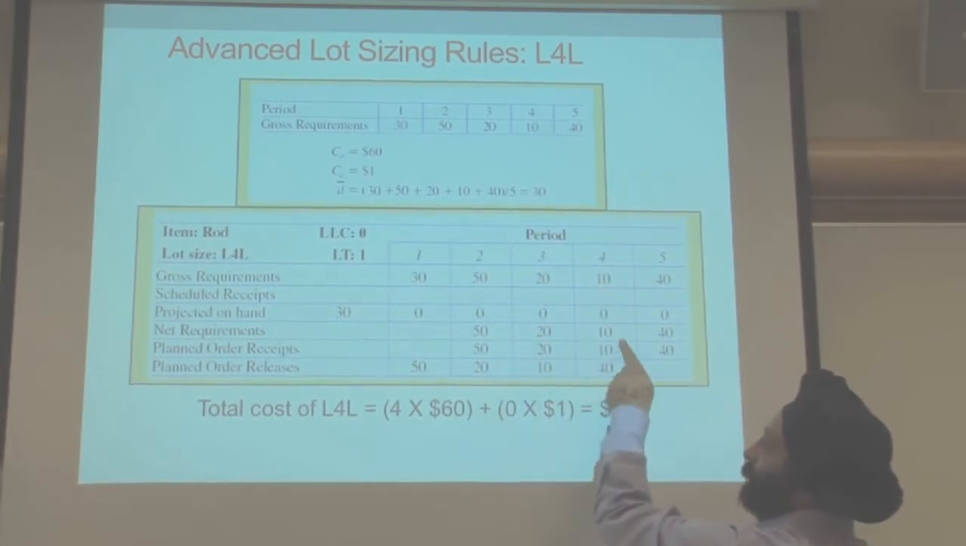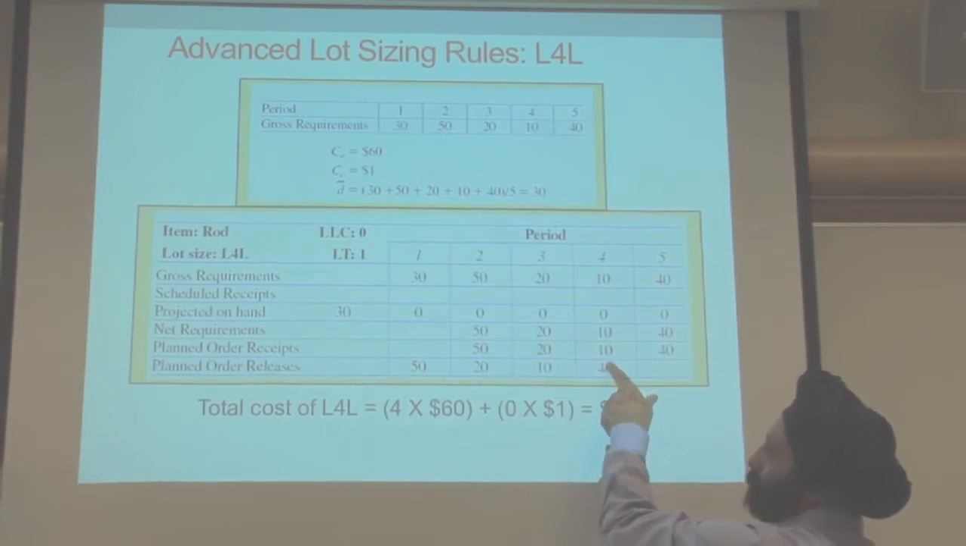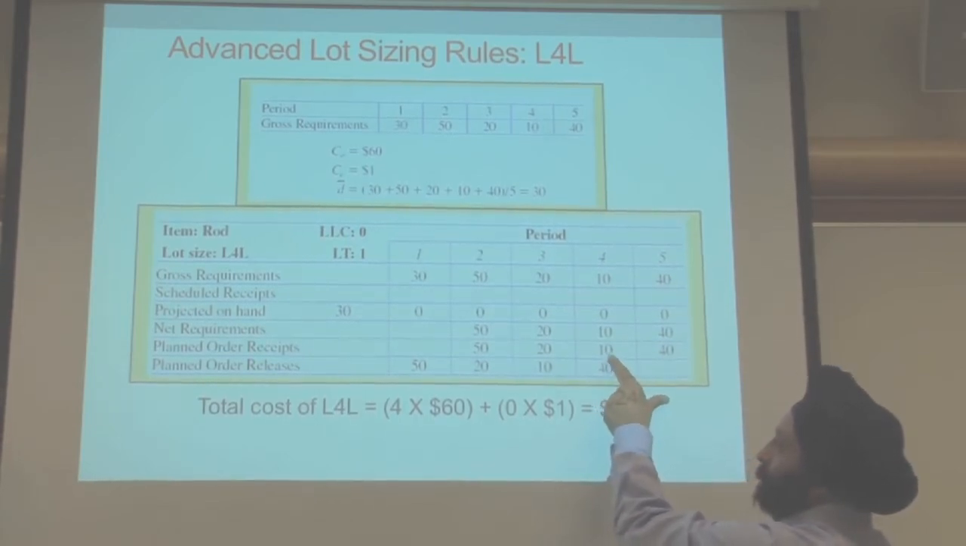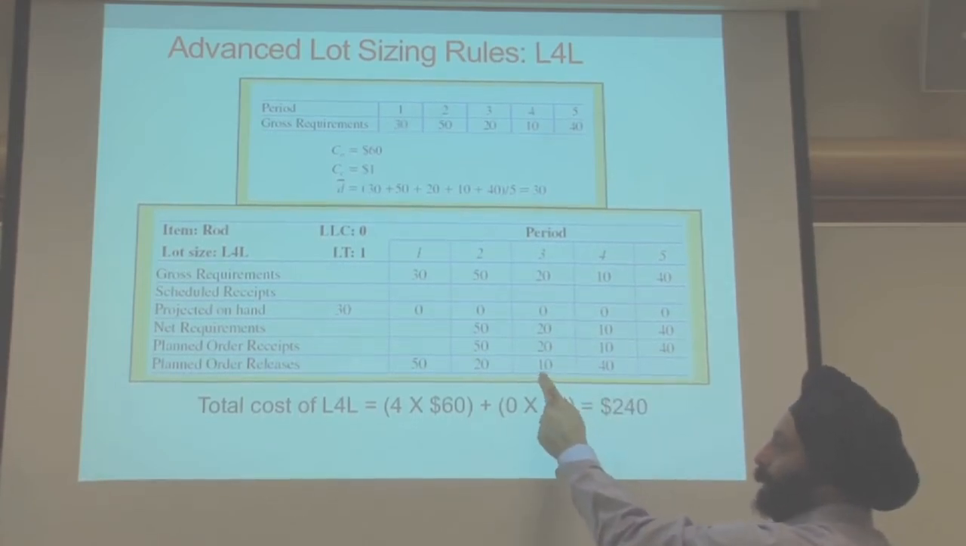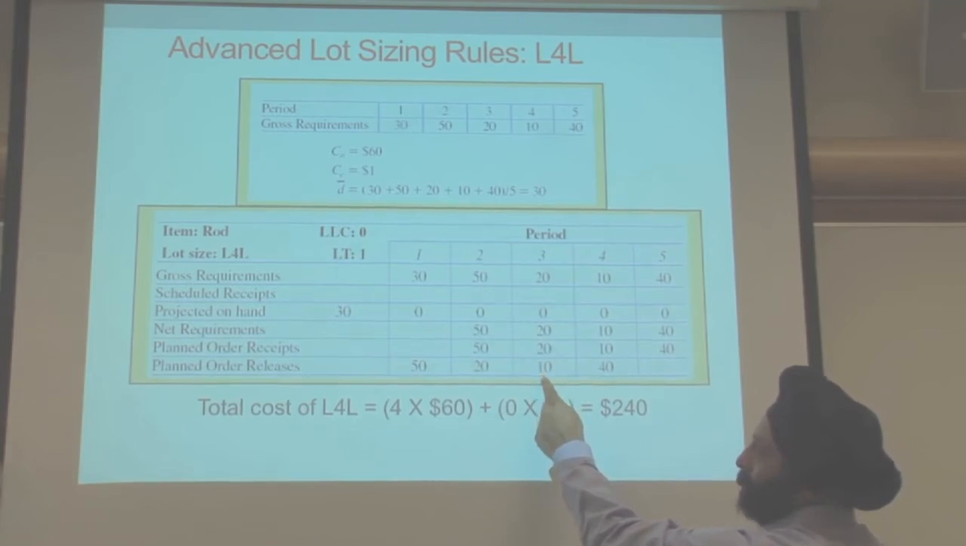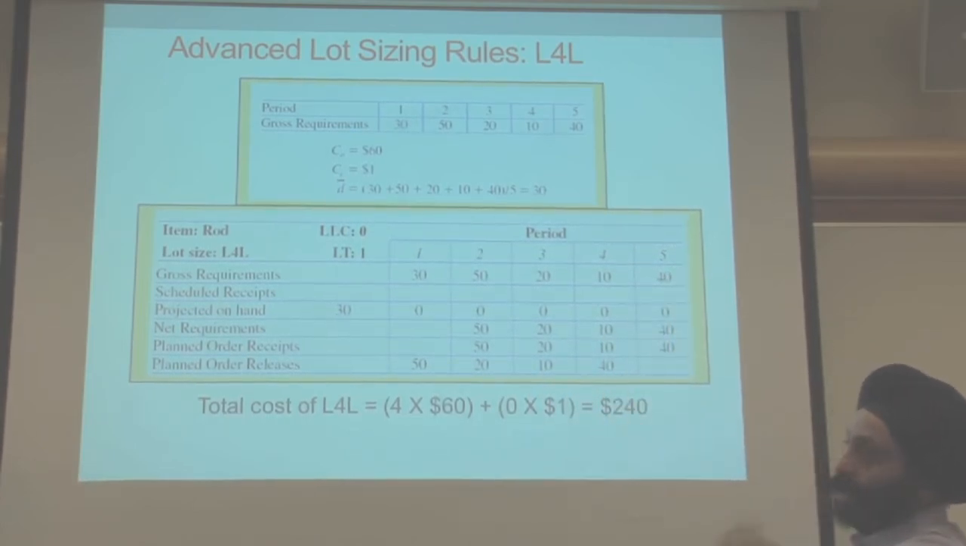So this 10 translates into the net requirement of 10 in period 4, which translates into planning on receiving an order of 10 units in period 4, which means releasing the same number of units in period 3. Same thing, 40, 40, 40, 40, that is being translated.